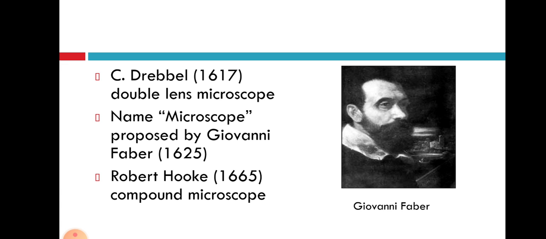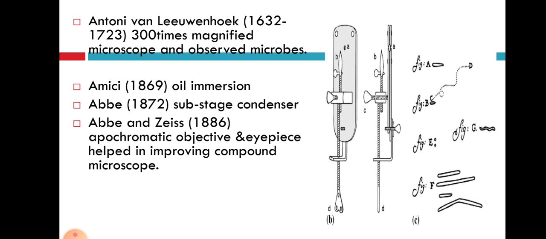The credit of developing a compound microscope with multiple lenses goes to Robert Hooke, 1665 of England. It was only after 1670 that a cloth merchant of Delft, Holland, Antony van Leeuwenhoek, who lived from 1632 to 1723, started his hobby of making microscopes, and in 1674 he discovered the fascinating microbial world through his microscope, which gave 50 to 300 times magnification.